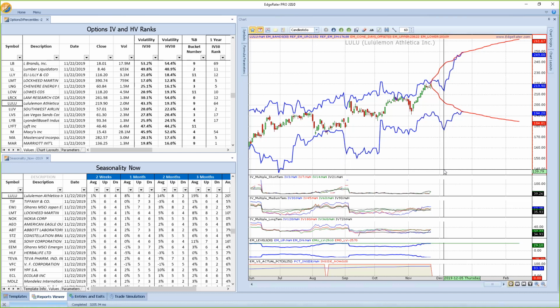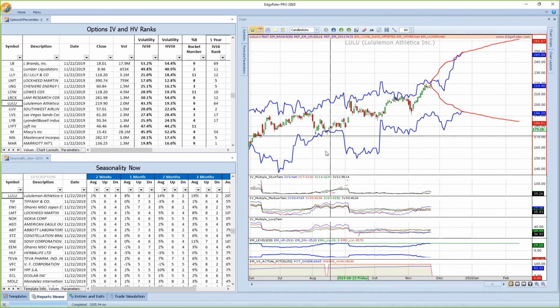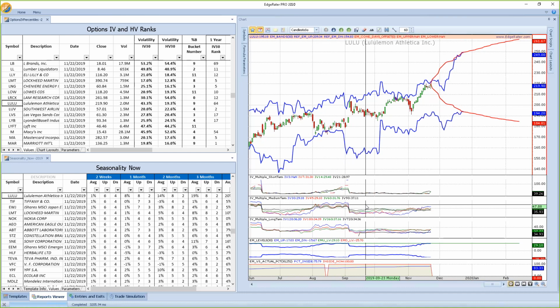No, so all of these expected move indicators have been put in very, very recently, within the last 10 days. This template has been around for a couple of months now, so we haven't yet produced templates based on this new data.